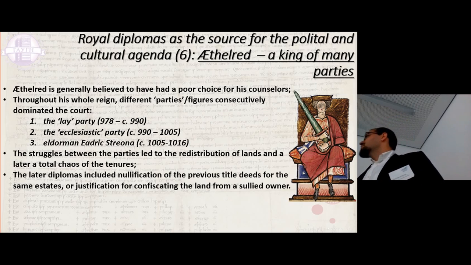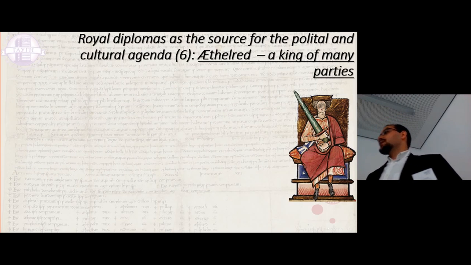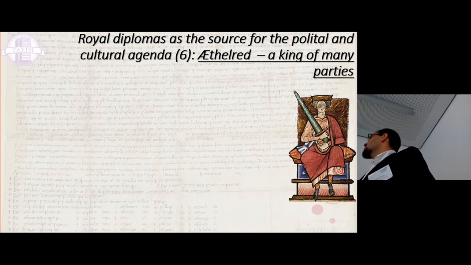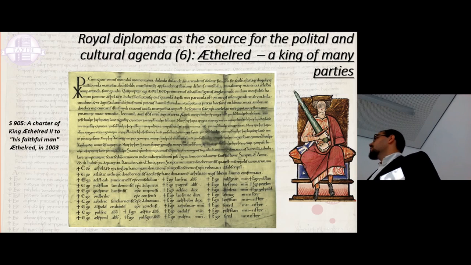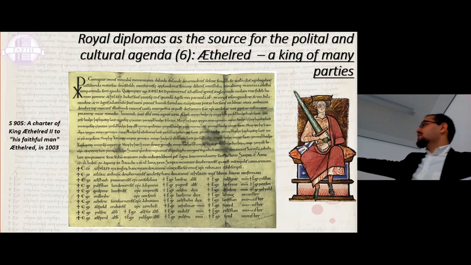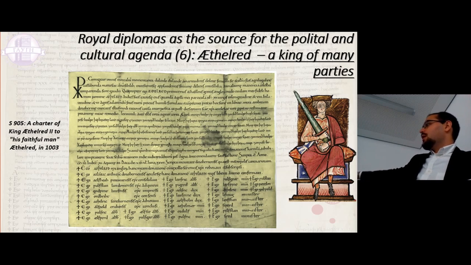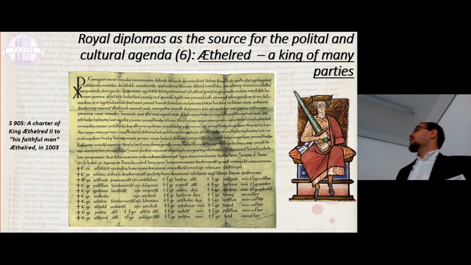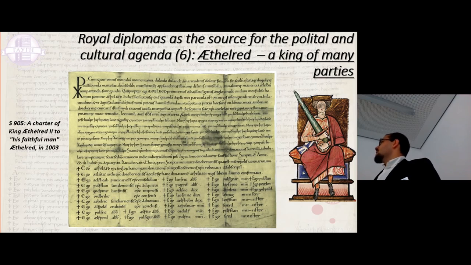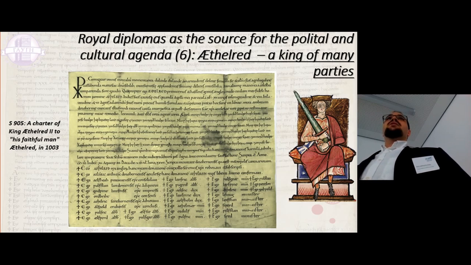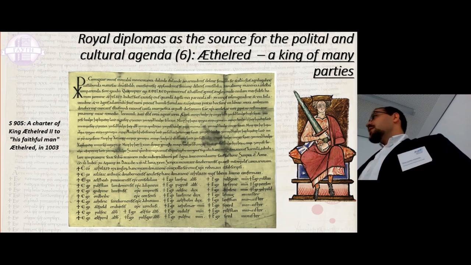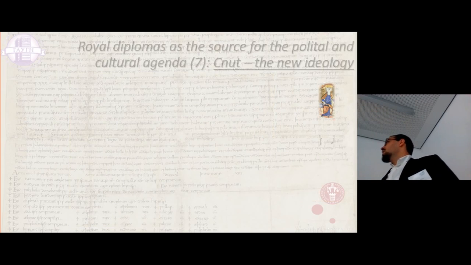Next one, please. And a charter would look like that. Again, you can see that they are longer. The witness lists are again longer, but the majority of the space is occupied by the reasons of why the king is giving this or that land to this or the other favorite of his. Next one, please. Then came King Canute.